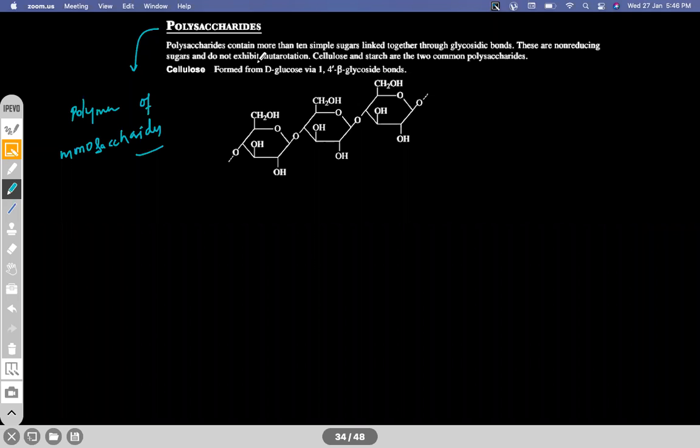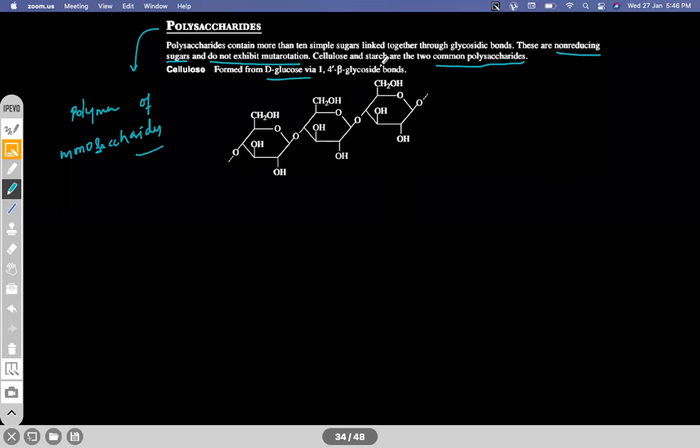So what happens in this? First of all, these are non-reducing sugars. Key point, they do not exhibit mutarotation. Cellulose and starch are the two common polysaccharides we have. Cellulose is formed from D-glucose via 1,4 beta-glycosidic linkage. So first and fourth carbons are involved in the glycosidic linkage. It is non-reducing, all these properties you remember. Beta form, keep that in mind. Beta glycosidic linkage, where beta glucose we are taking here.